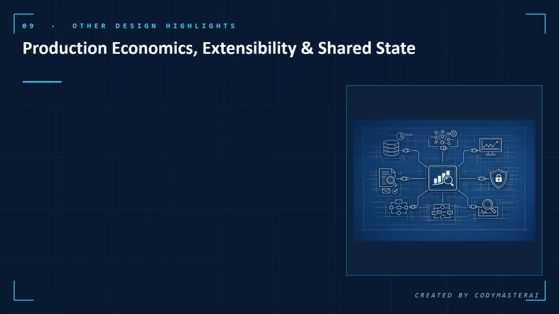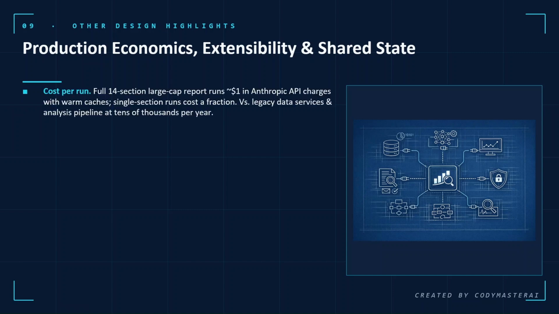Now that we've seen how the equity research skill works in Claude, a few more things are worth mentioning on the production side. Cost: a full 14-section report on a large-cap stock with warm caches runs about $1 in API charges. Single-section runs are a fraction of that. A person monitoring 50 stocks and running each stock once a month will incur a cost of less than $1,000. Compare that to enterprise data platforms that run tens of thousands per year.